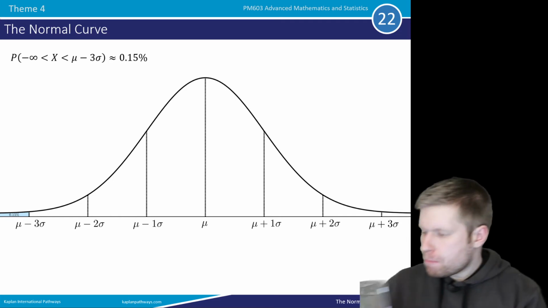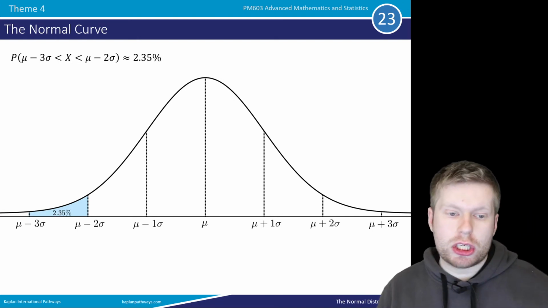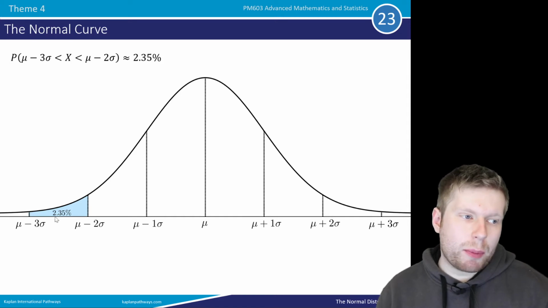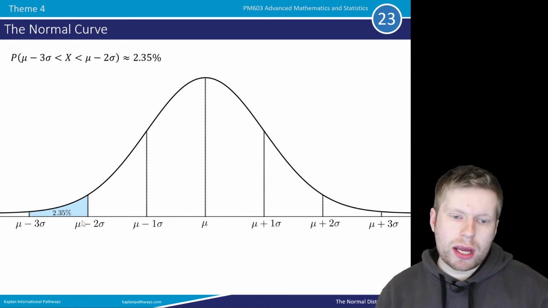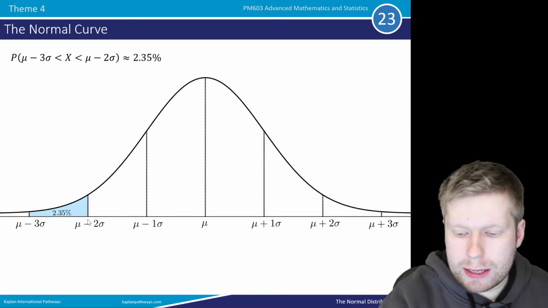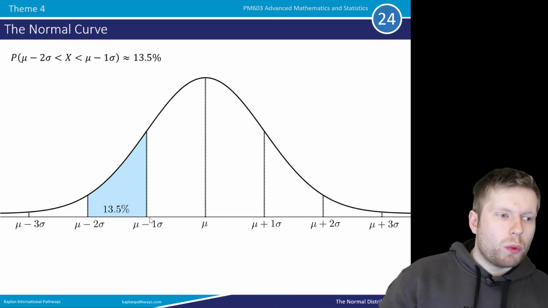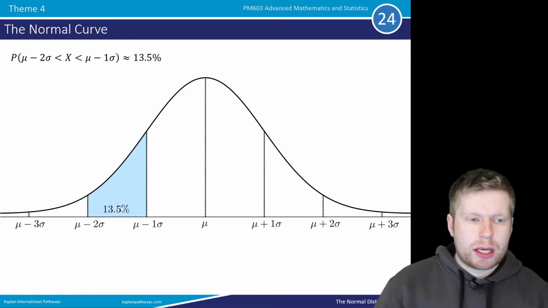Now, if we look at the next region, in other words, between 3 and 2 standard deviations below the mean, there's about a 2.35% chance of your data ending up in here. If you look at the probability of your data ending up between 2 and 1 standard deviation below the mean, there's about a 13.5% chance of ending up in there.